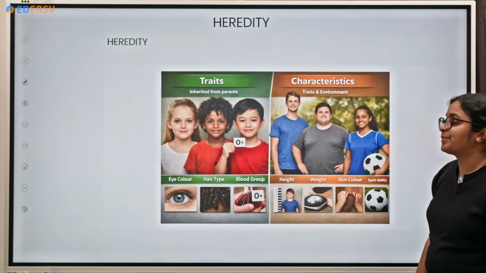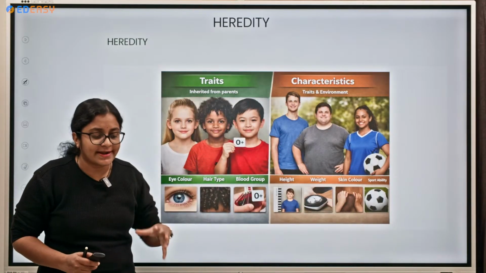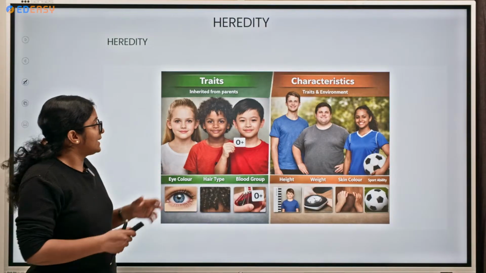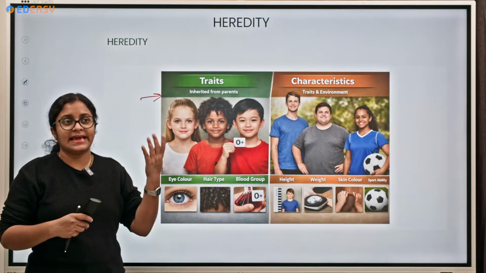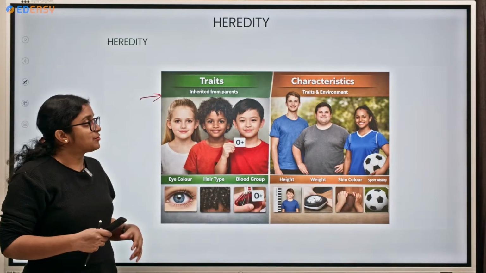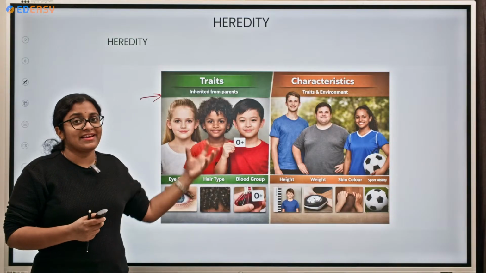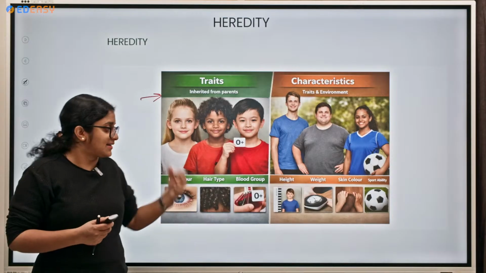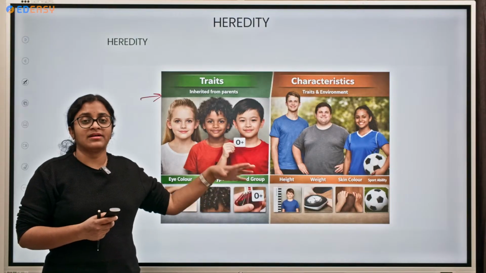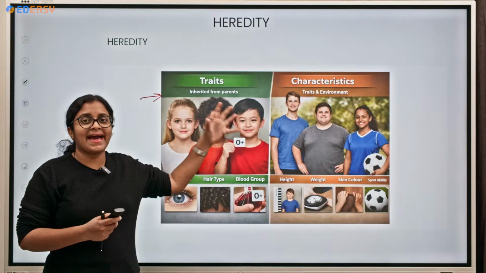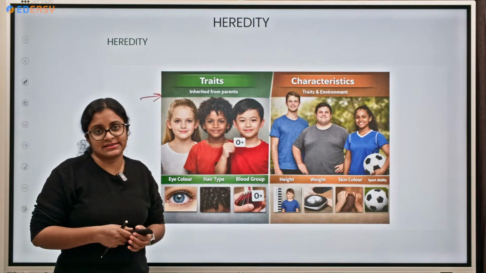Now, moving on. What are these traits and characteristics? We have a trait and a characteristic, but what are they? Traits are the ones inherited from parents, like eye color, hair type, hair color, or even blood group. Whereas for characteristics, the traits and the environment both play a very important role. It might be height, weight, skin color, or a person having sports ability. The characteristic also depends upon the environment of a particular living organism.